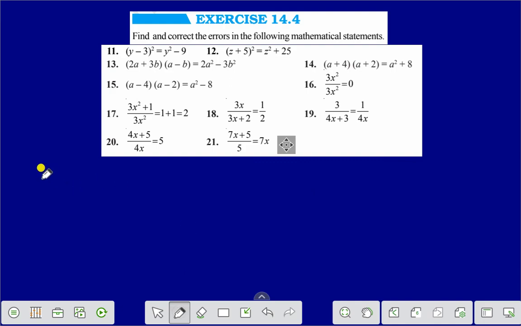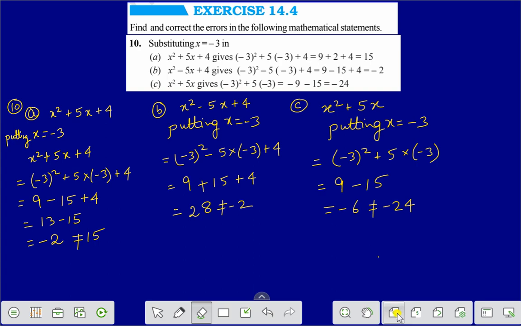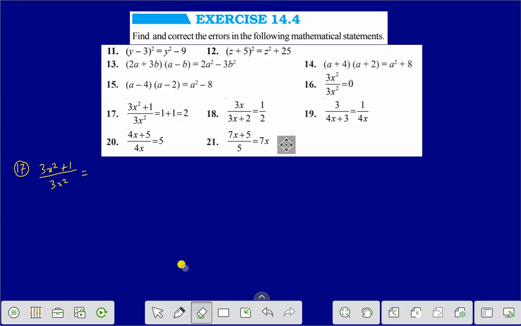Question number 17 is 3x square plus 1 divided by 3x square is equal to 1 plus 1, 1 plus 1 is equal to 2. Let us find the value of the left hand side.